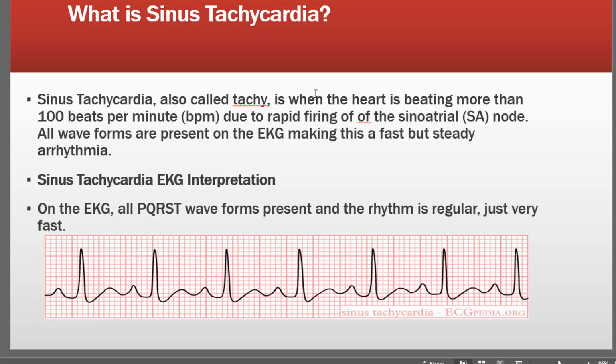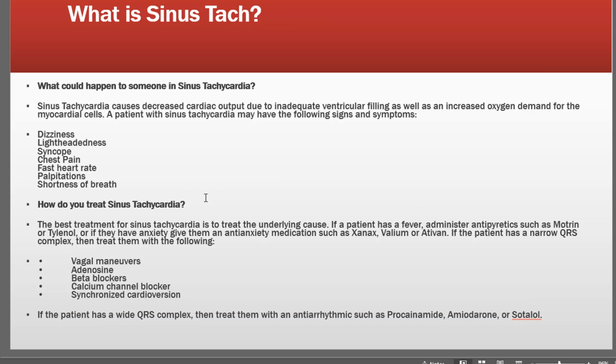Sinus tach, also tachy, is when the heart is beating more than normal. Again, you see P, Q, R, S, and T for all of these. The only problem is it's beating faster. The rhythm is regular. Well, you would take your sheet of paper. All those are regular. It's just very fast. So sinus tach causes decreased cardiac output because it's beating so fast that the ventricle can't completely fill.